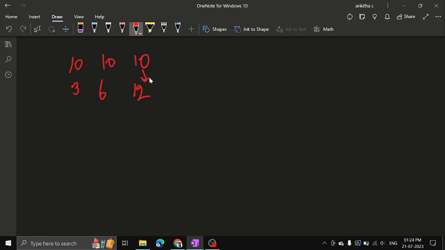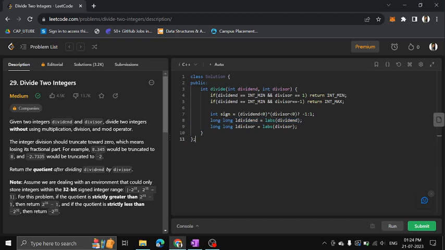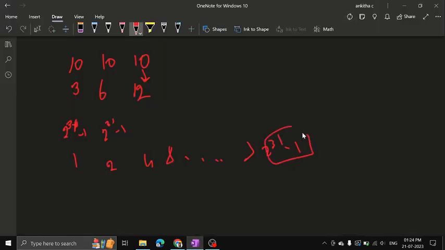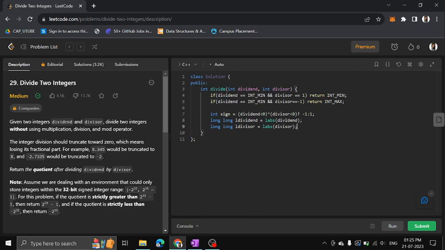I should explain, right? See, we have 10 and 3, then 3 twos are 6, then again 6 twos are 12. So at some point it will be greater than 10. Similarly, what if you had integer max value 2 power 31 minus 1, and the divisor was 1 or 2, anything it may be. So 2 power 31 minus 1, then 2, 4, 8. Somewhere it will be greater than 2 power 31 minus 1. So that will cause an overflow. That's why we are taking long, since this intermediate result causes an overflow. I hope you guys have understood.